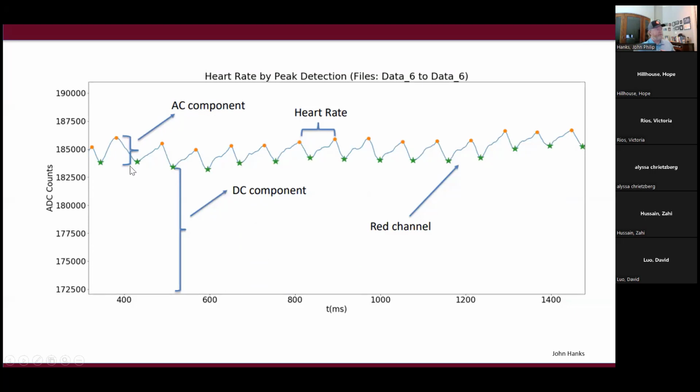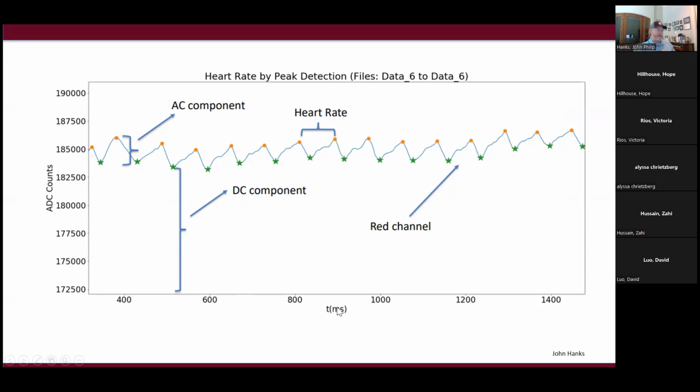So what is an AC component? That's the difference between the peak and the trough. There's the heart rate. You can think of that as the beats per minute, calculated using the peak values of the PPG signal. The DC component is the distance from the trough to the baseline. And this is the red channel of the data, for example, or it could be the infrared or IR channel of the data.